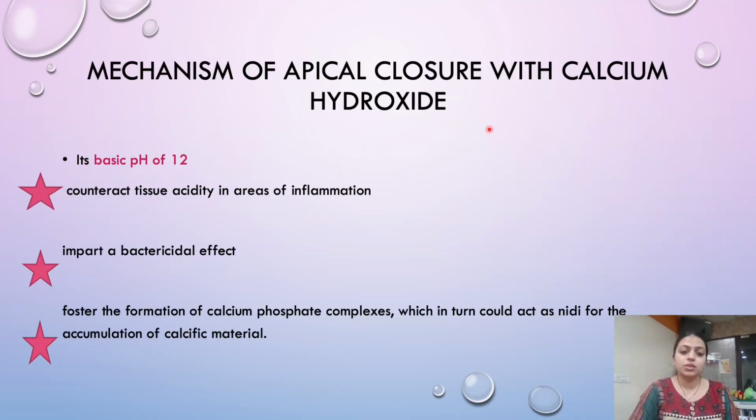See, calcium hydroxide has a basic pH of 12. It counteracts tissue acidity in areas where there is inflammation. It also imparts a bactericidal effect, and it fosters the formation of calcium phosphate complexes, which in turn could act as a nidus for the accumulation of calcific material.